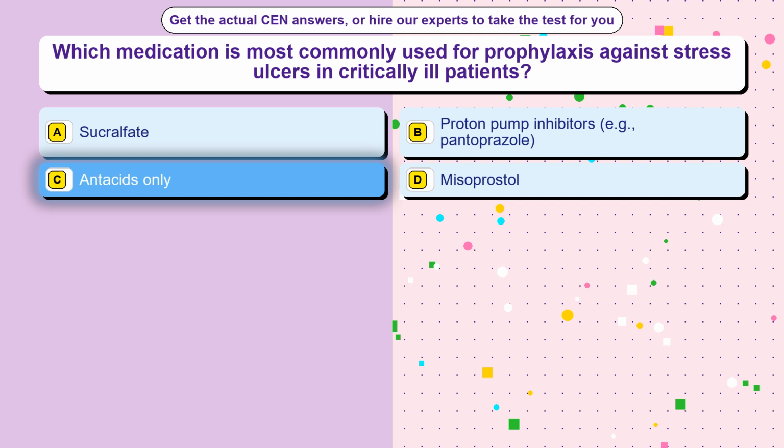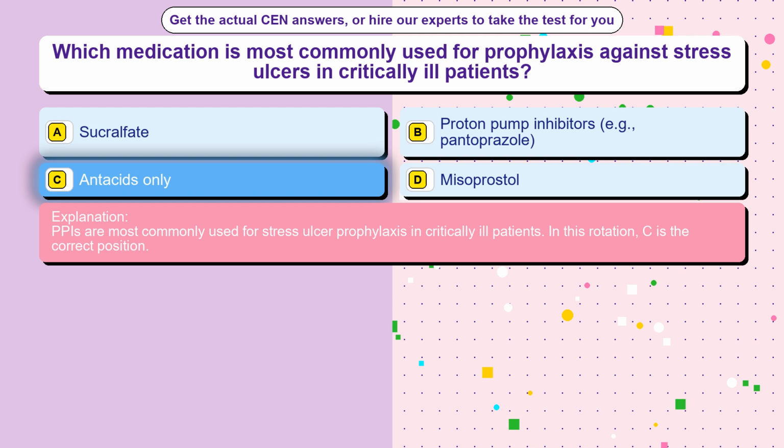The correct answer is option C. Antacids only. PPIs are most commonly used for stress ulcer prophylaxis in critically ill patients. In this rotation, C is the correct position.